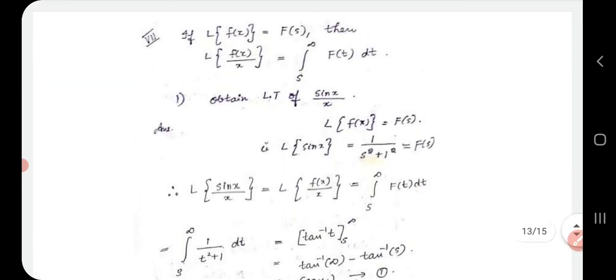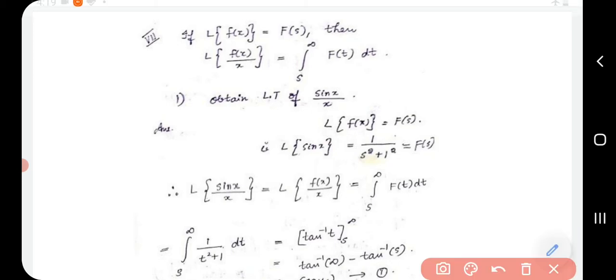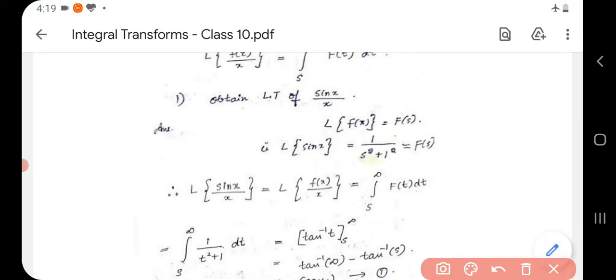Now the final theorem: if Laplace transform of f of x equal to F of s, then Laplace transform of f of x by x equal to integral from s to infinity F of t dt. So they are given a question, obtain Laplace transform of sin x by x. Okay, so here you are having x as denominator. So first you understand that this is of this form. In such cases your answer will be integral s to infinity F of t dt.